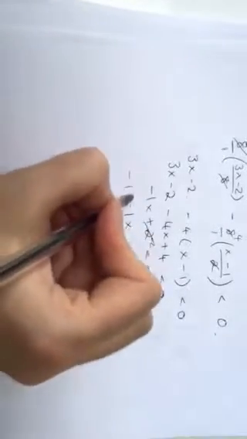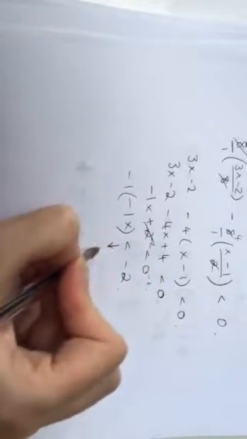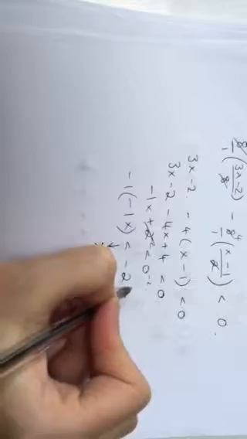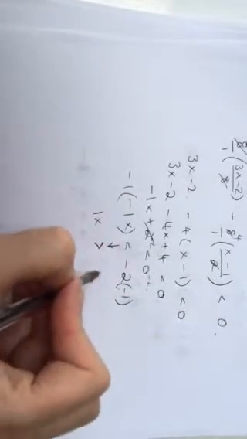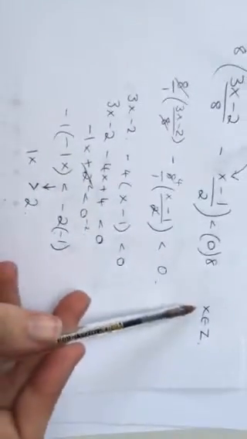And I multiply both sides by a minus 1. When I do that, that sign has to change. I end up with 1x is greater than 2. And you can just plot that on your number line. What are my integers greater than 2?